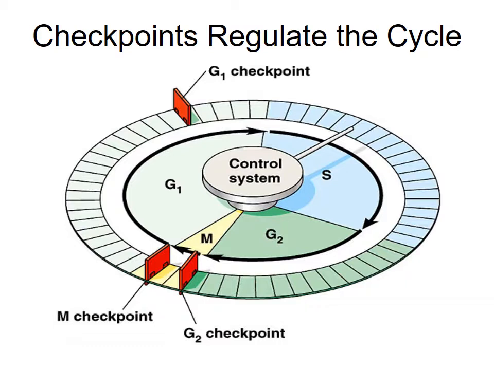G2 is also a critical point, where the cell checks that all the DNA has been correctly synthesized and that the organelles are duplicated and the cell is big enough for division. If either of these checkpoints are skipped, the cell is going to be stuck in a never-ending mitotic cycle, creating a never-ending supply of cells.